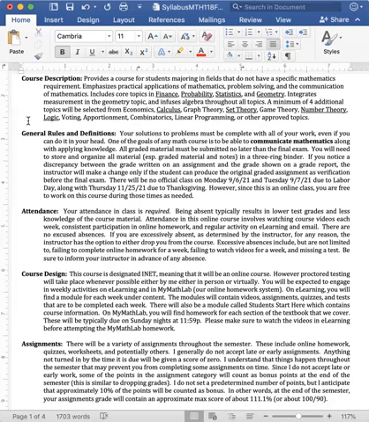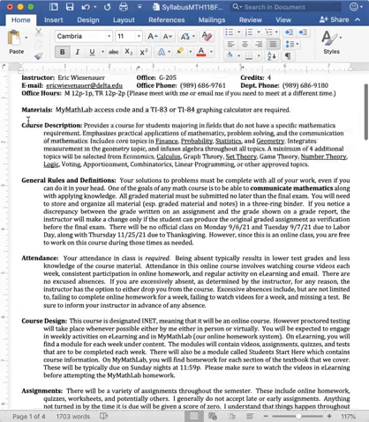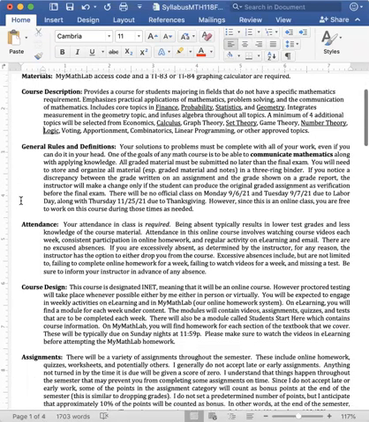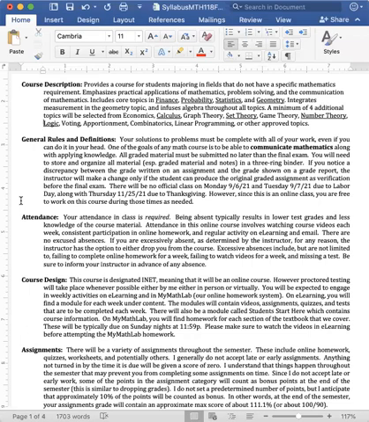This course is an application-driven course, so we're going to see a lot of applied mathematics, a lot of story problems, a lot of writing involved. This is a W credit, and so that means it's a writing across the curriculum course, and we will do some writing here.